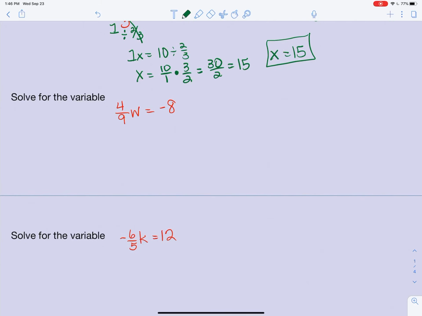All right, we're going to solve for the variable, and we again have the situation, but now we're adding in negatives to it too. Oh boy. So this is multiplying by a fraction. So we're going to divide by a fraction, both sides. When you do this, that equals 1. So 1w equals -8 divided by 4/9. We're going to multiply by the reciprocal.